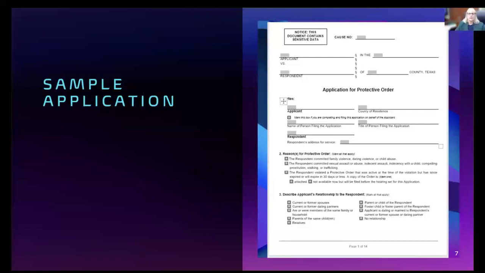Here's what the first page of the application looks like. So it's a fillable form, and you just go through and check boxes. The pro se parties who file protective orders are sort of familiar with this kind of form. This form is a little more complicated, and as you notice here, it's 14 pages long.